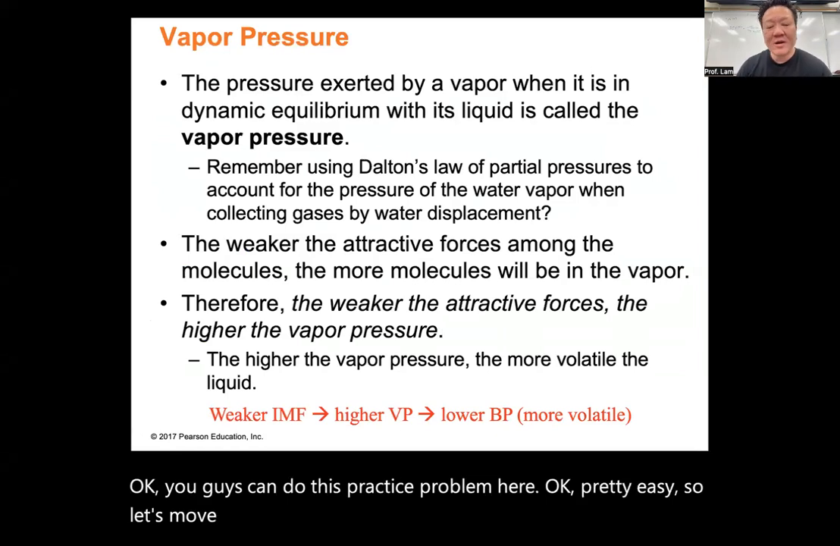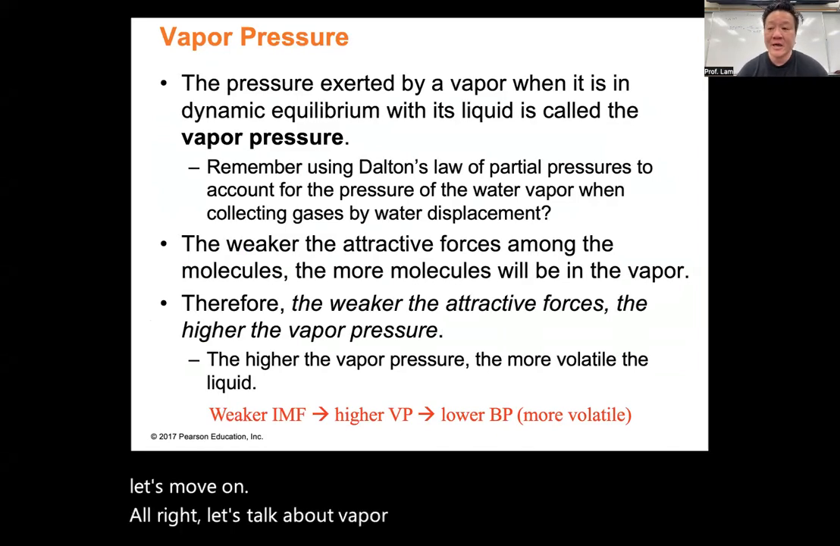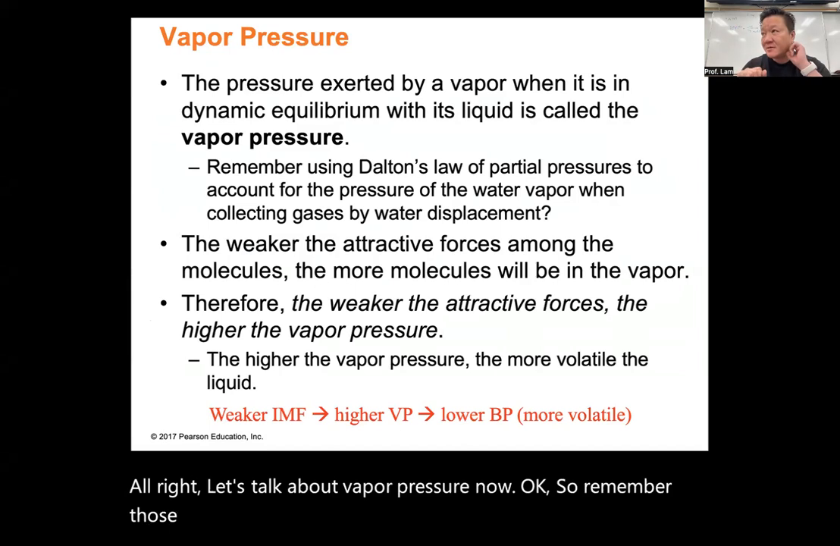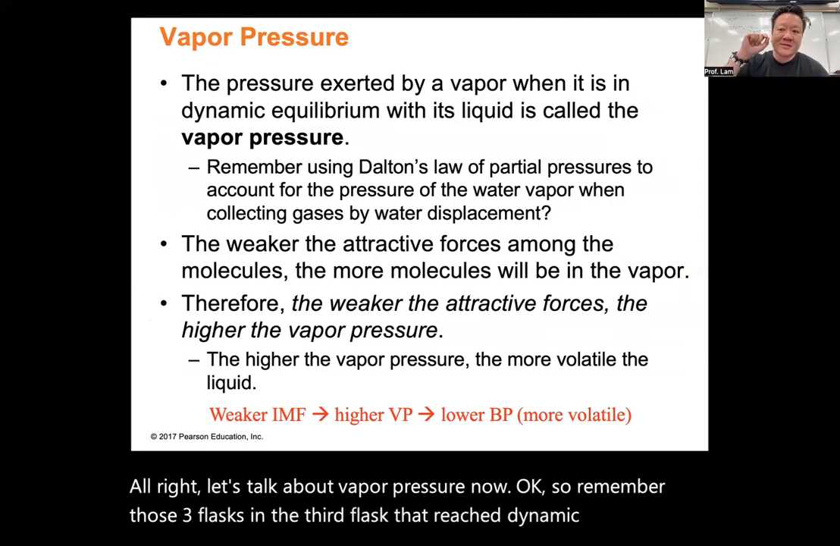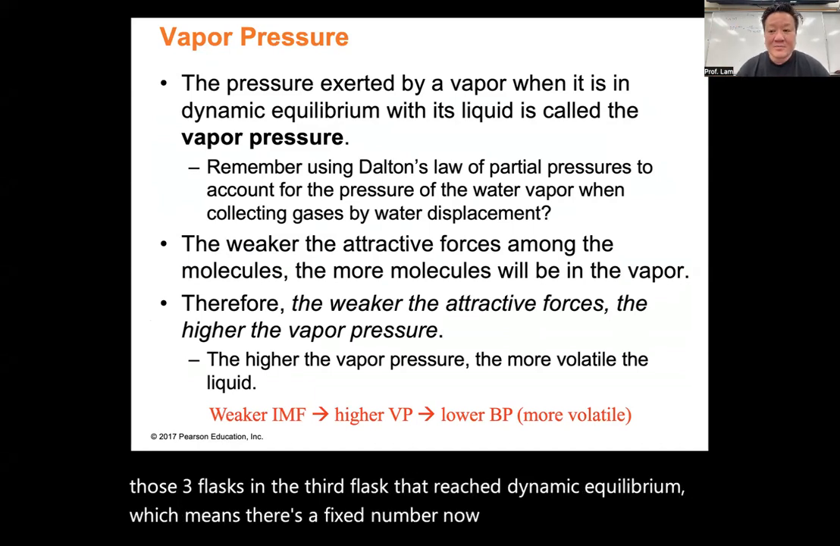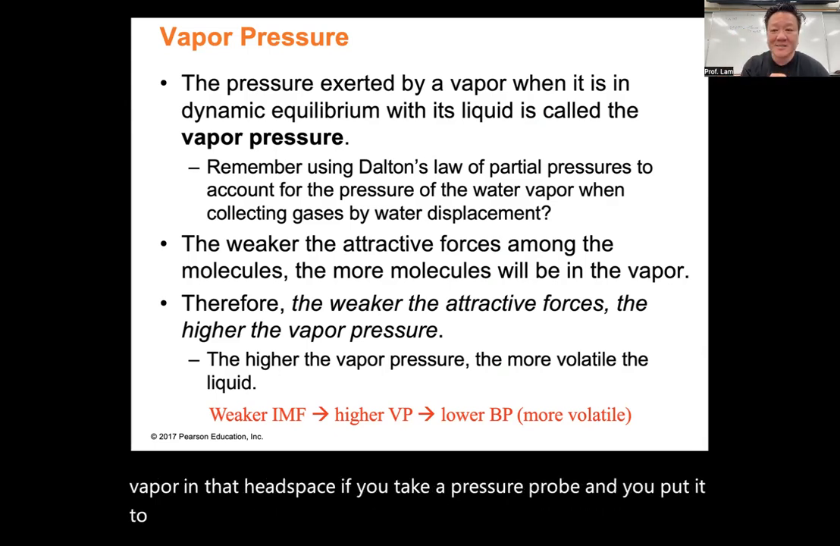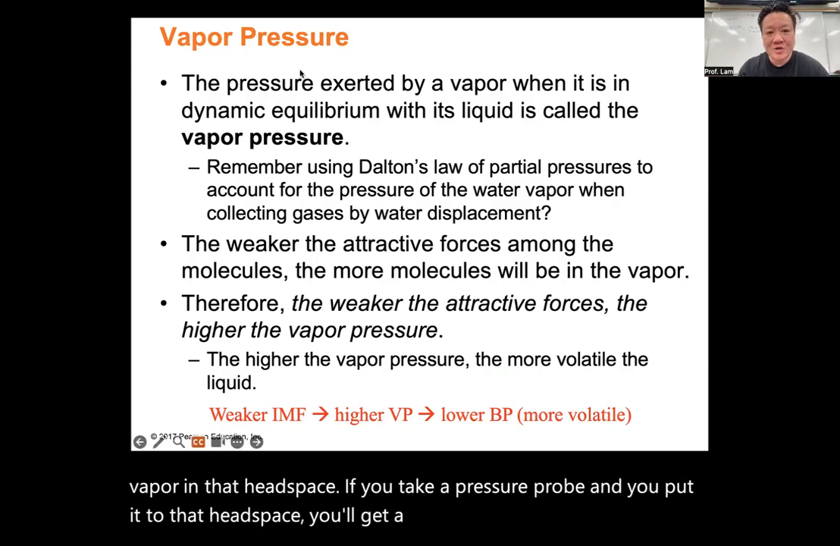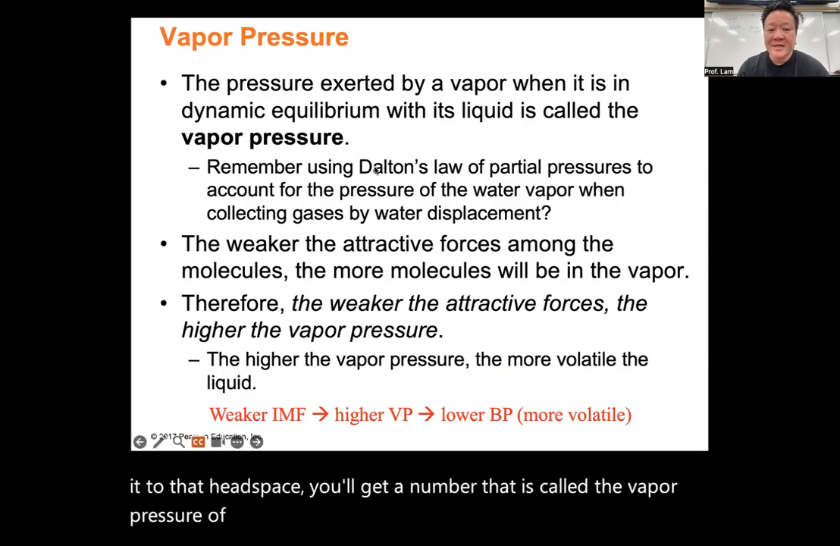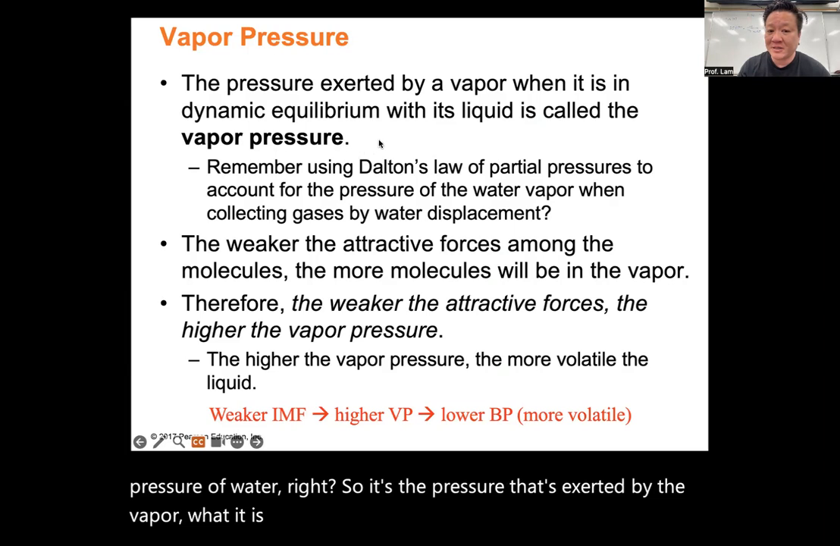All right, let's talk about vapor pressure now. Okay. So remember those three flasks, and the third flask that reached dynamic equilibrium, which means there's a fixed number now of water vapor in that headspace. If you take a pressure probe and you put it to that headspace, you'll get a number. That is called the vapor pressure of water, right? So it's the pressure that's exerted by the vapor when it is under dynamic equilibrium.